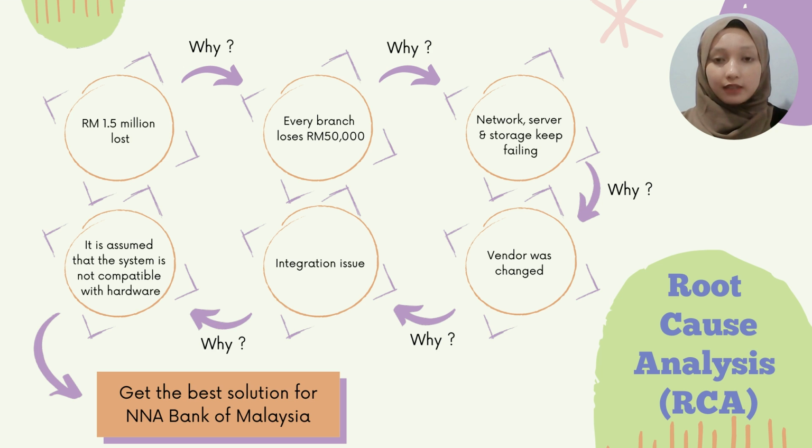Then we move to a further investigation by querying why an NA bank has suffered loss with such a huge amount. Then we have figured out that the loss actually comes from every branch of the company, as every system downtime, the company will lose 5,000 ringgit. Then we move to the second why to query more on where the loss comes from.